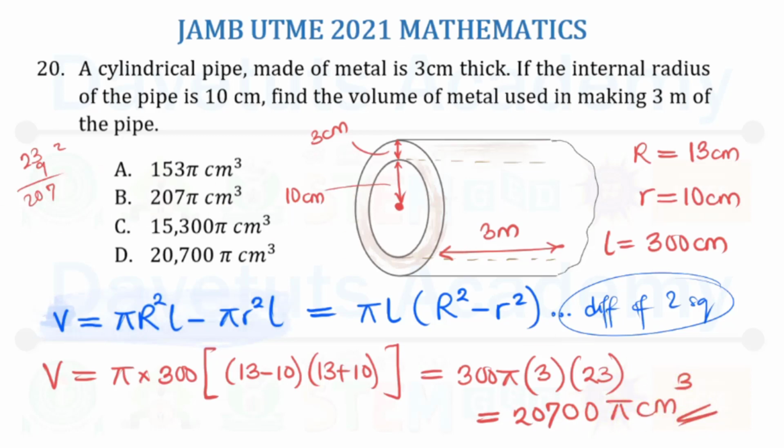And looking at the options, you can see that one of the options is corresponding directly to that, and that is option D. Now, a key note here for students, if you forgot to convert 3 meters to centimeters, you would have gotten B, which is 207 pi, but it is because these 2 zeros are missing. That's why you would have gotten that. But it's not supposed to be. Your correct answer here should be option D.